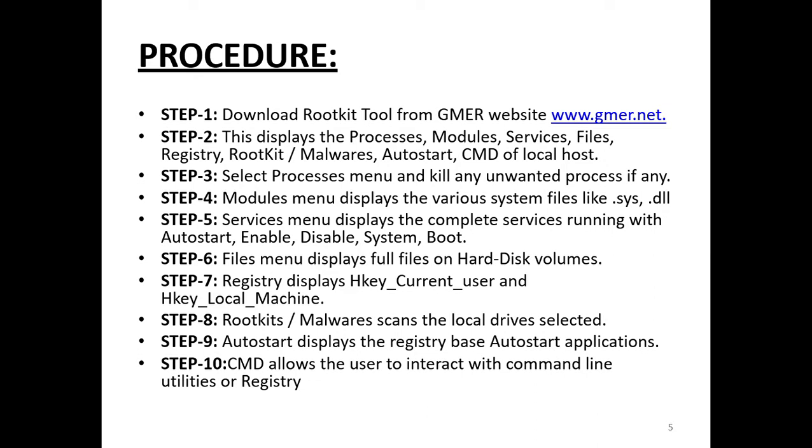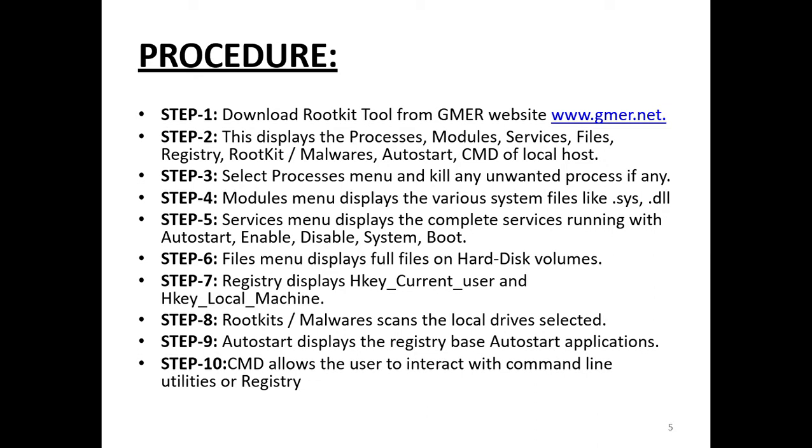In the first step, download the rootkit tool from the GMER website, www.gmer.net. In step 2, after installation of the rootkit tool, it displays the processes, modules, services, files, registry, rootkit, malware, auto start, and CMD of the local host. These all options are available in the rootkit tool, and I have shared the screenshot of this procedure. The next step is to select the processes menu and kill any unwanted process if any.